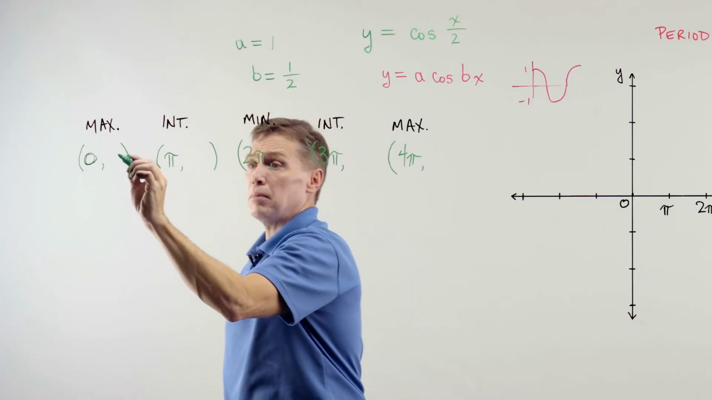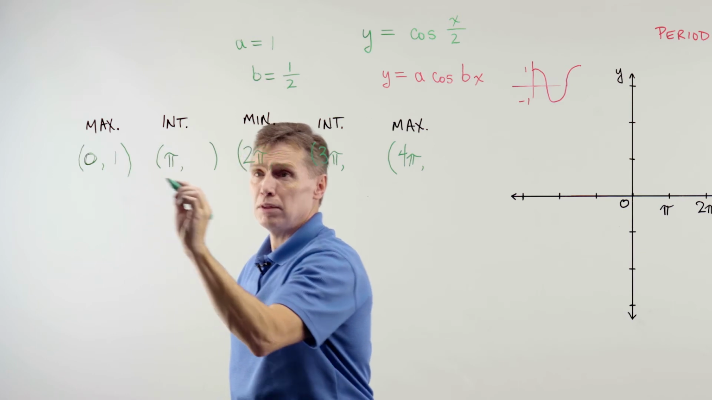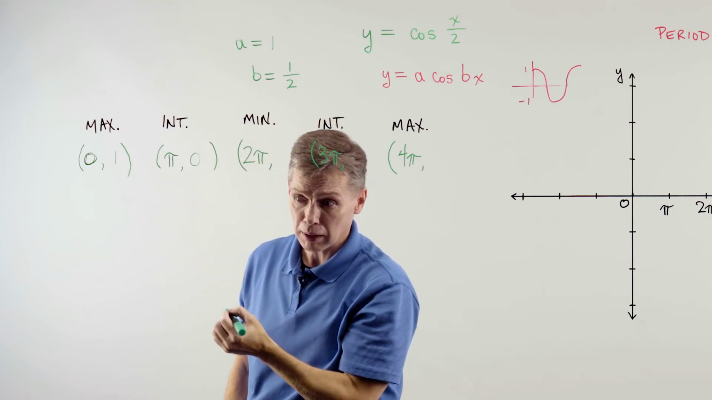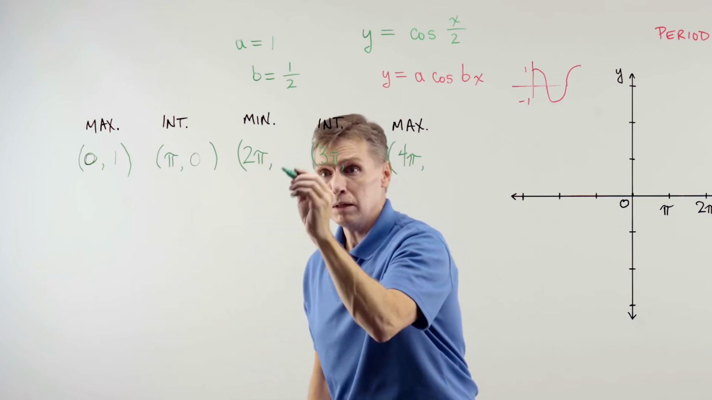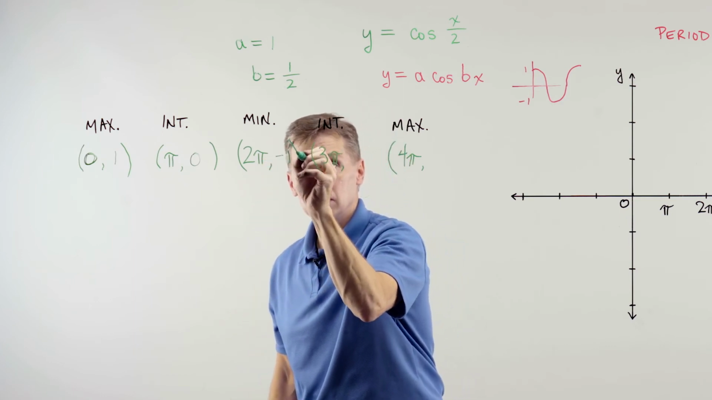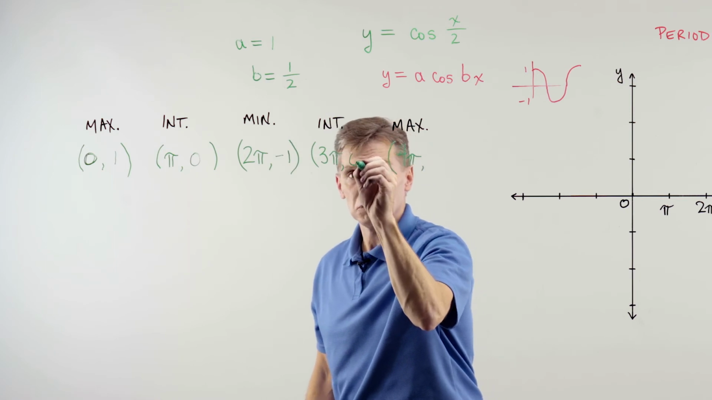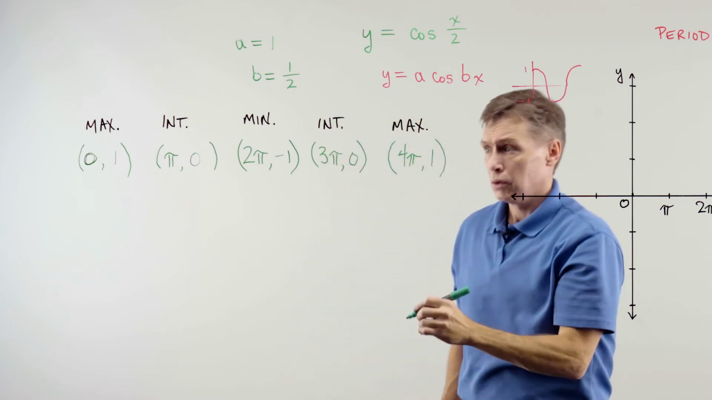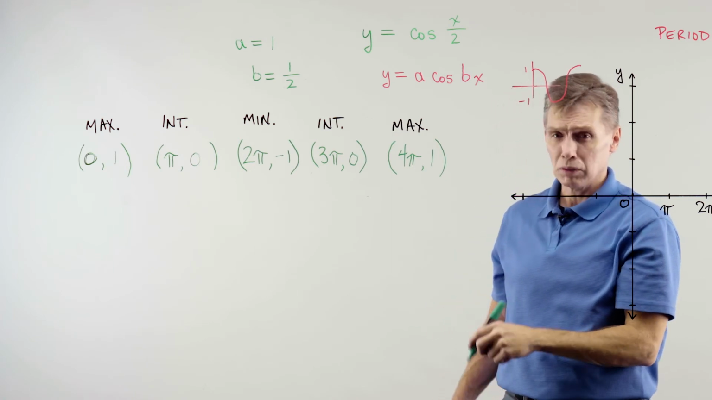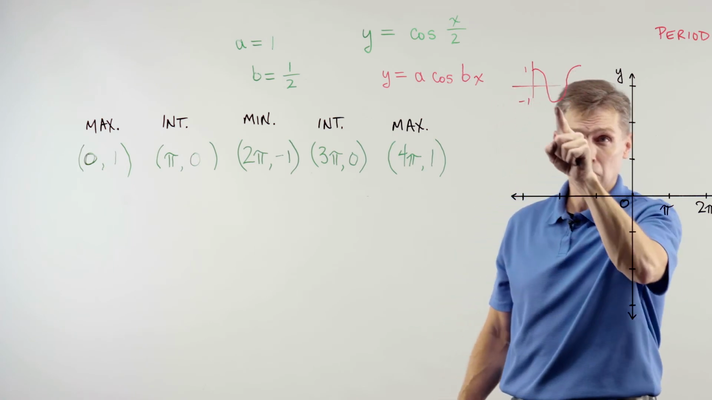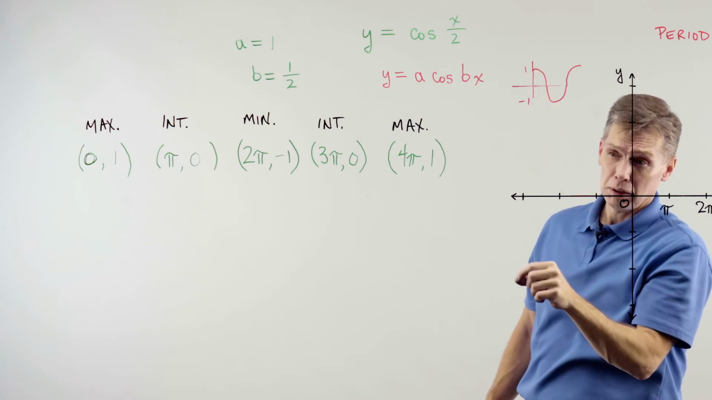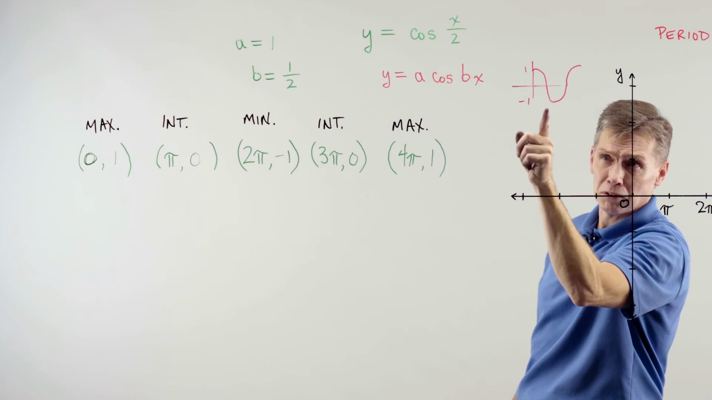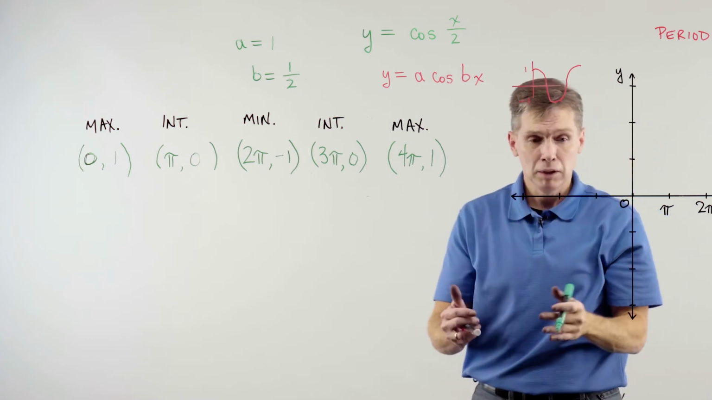You ready? The maximum is 1. The intercept is always a y value of 0 because it's intercepting the x-axis, right? The min is going to be -1. The next intercept also 0. And your max goes back up to 1. So those y-coordinates come from your knowledge of what the basic cosine graph looks like. And if this were a sine problem, you just have to be thinking about your basic sine graph. Okay? We're in good shape.